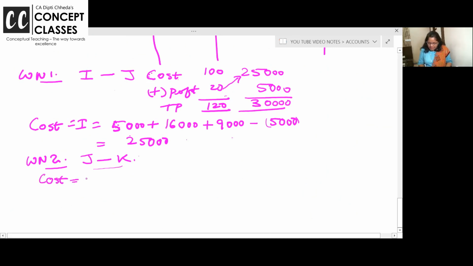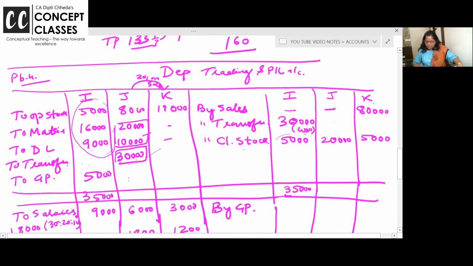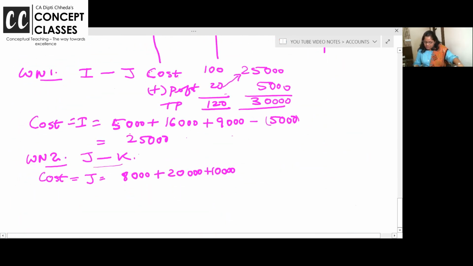Let us see what the cost is for J. What is the opening stock for J? 8,000. What are the purchases for J? His own material consumed, 20,000. What is the labor? 10,000. What is the transfer of the goods? Here it is, 30,000. For J, 30,000 is also a purchase, but not from the market, from I department.